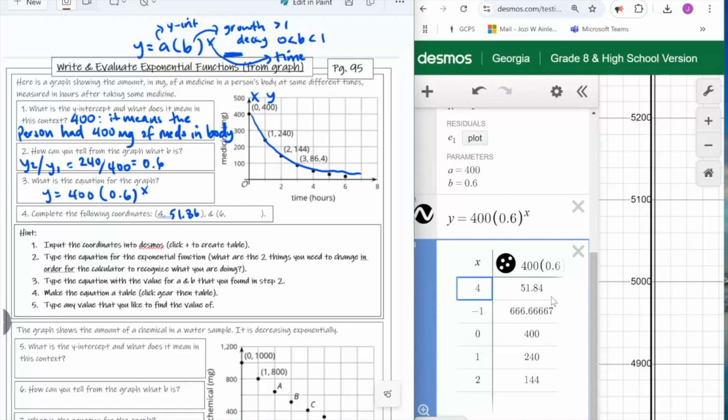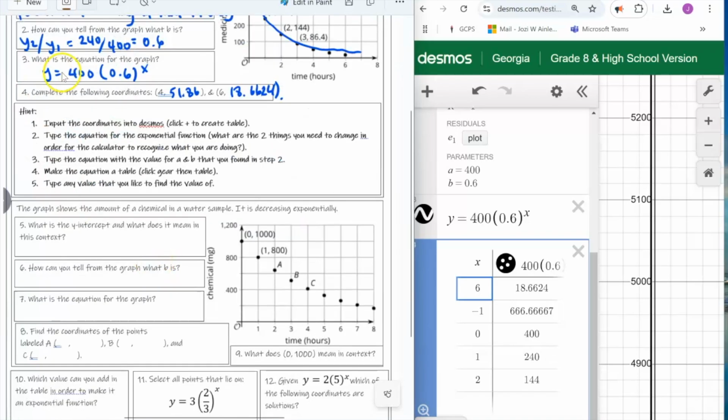What's my y value at 6? So instead of 4, I'm going to hit 6. It's 18.6624. Now, notice I'm putting the decimals. Why am I putting the decimals? Because in the last video, we didn't put the decimals because the amount of mg of medicine a person takes, as you can see right here, can be in decimals. So we can write this as the answer.